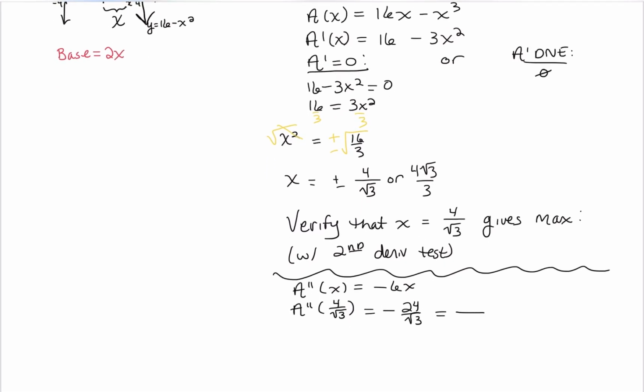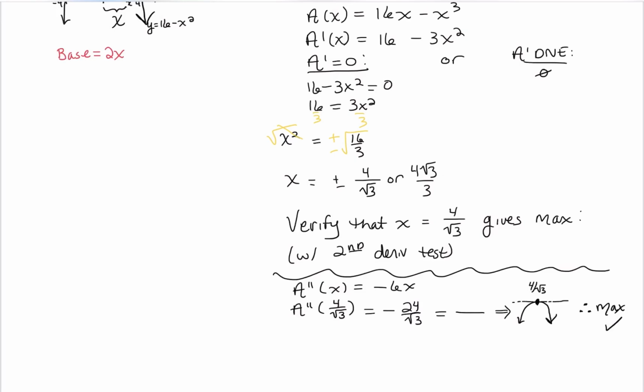And so we are negative in our second derivative. That tells us we are concave down, and we are concave down in an interval that contains our critical point here of horizontal tangency at 4 over the square root of 3. So we are at a max.